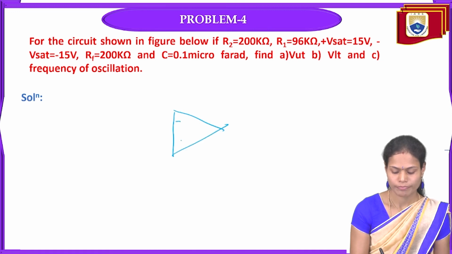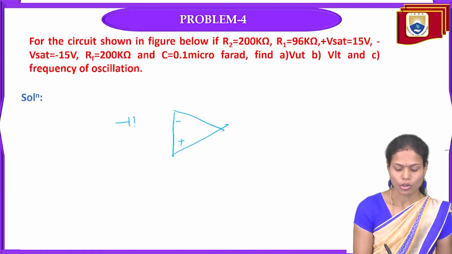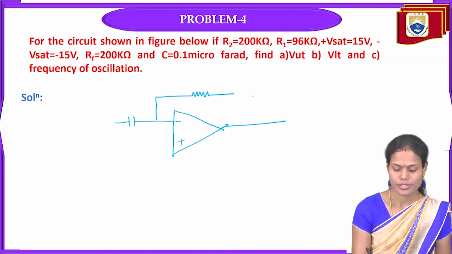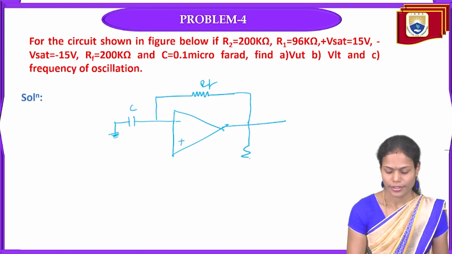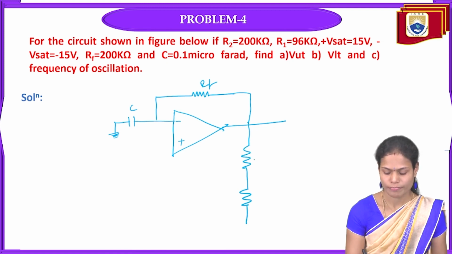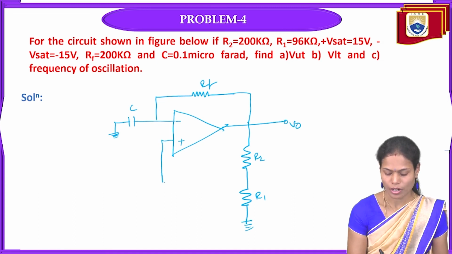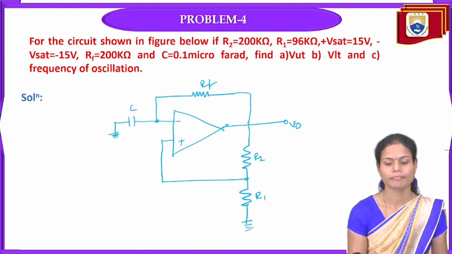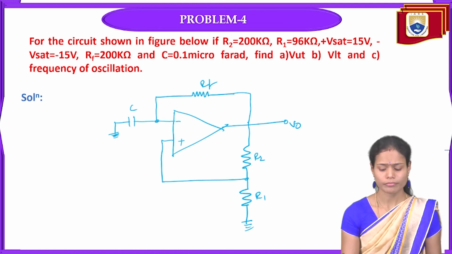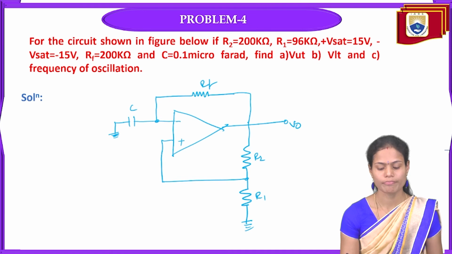That is, for the inverting terminal, one capacitor is connected, and in feedback one resistance is connected, and the other end of the capacitor is grounded. Two resistances, R1 and R2, are connected to the non-inverting terminal. So this is the circuit given in the problem itself.